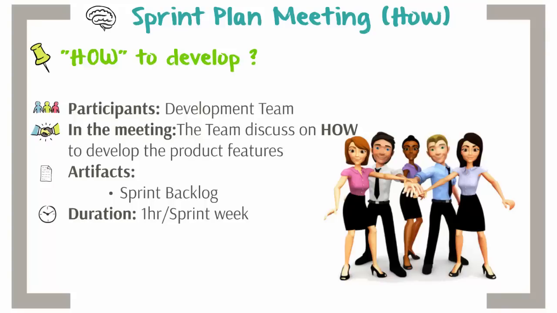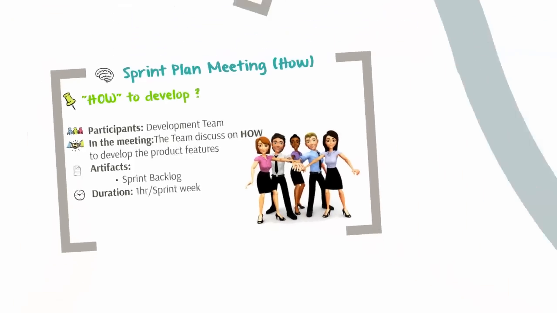In this meeting, the development team decides how it will go about building the features. The outcome of this meeting is the sprint backlog. The sprint backlog consists of the product backlog items, plus the plans on delivering them.